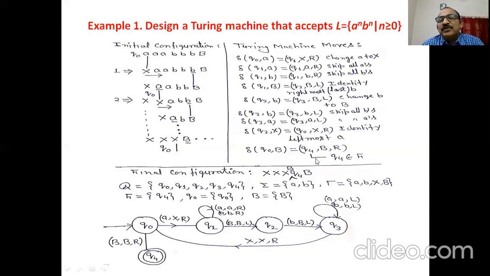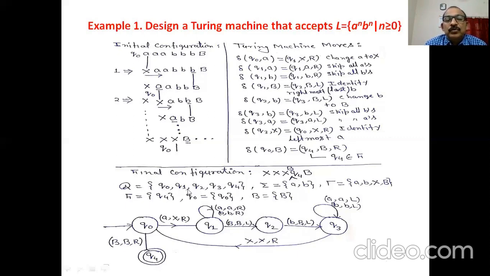You have made this Q4 a final state. Okay. Now this is the final configuration: X, X, X, B followed by Q4 and this is B. Now what are the states we have used to design this Turing machine? Q0, Q1, Q2, Q3 and Q4.